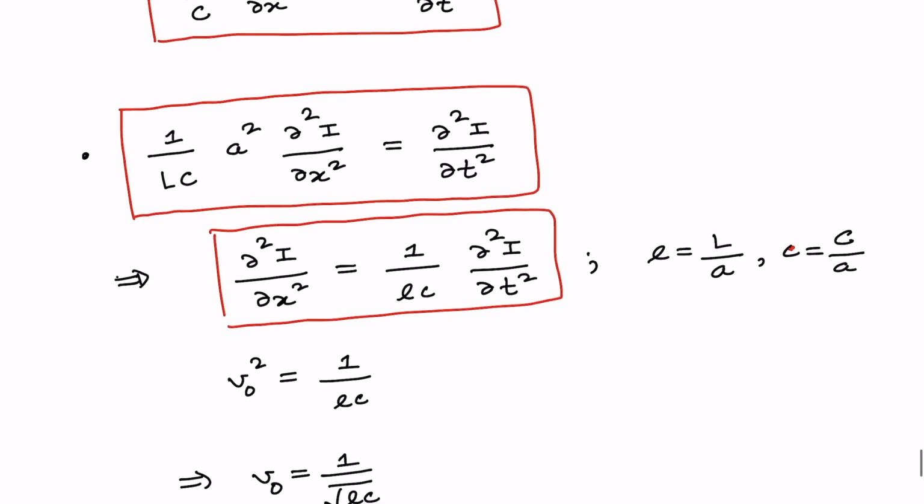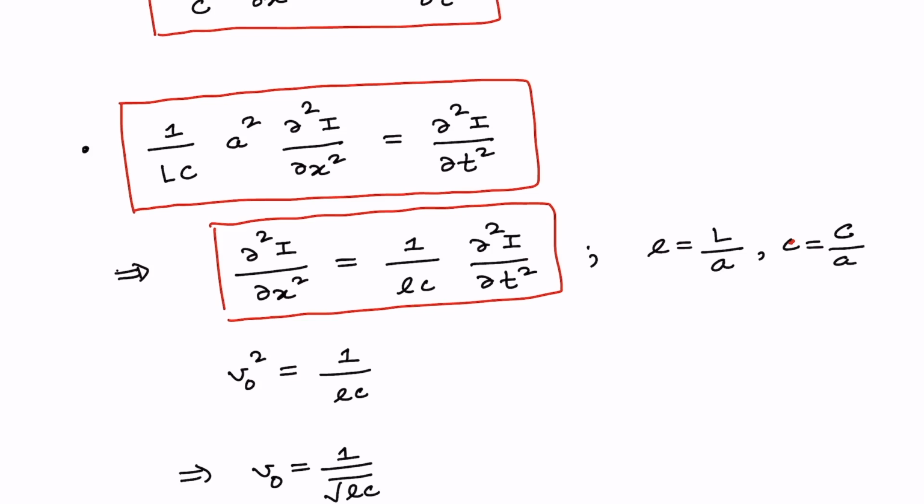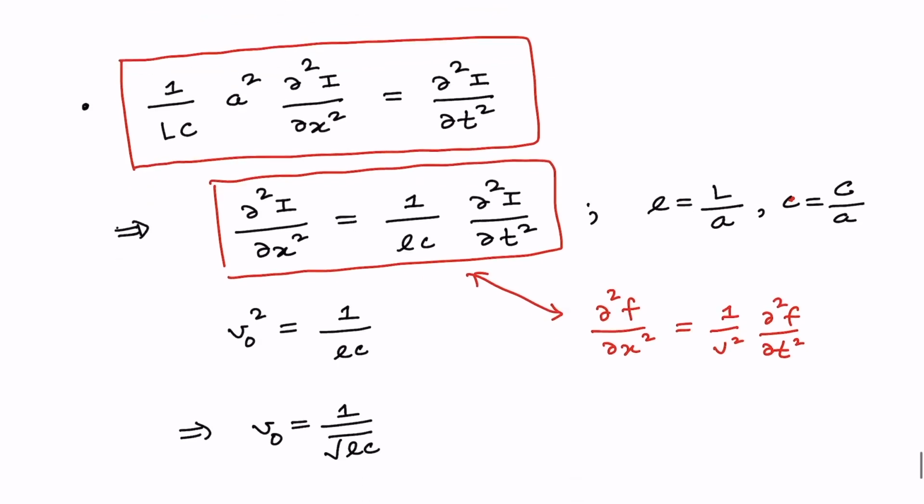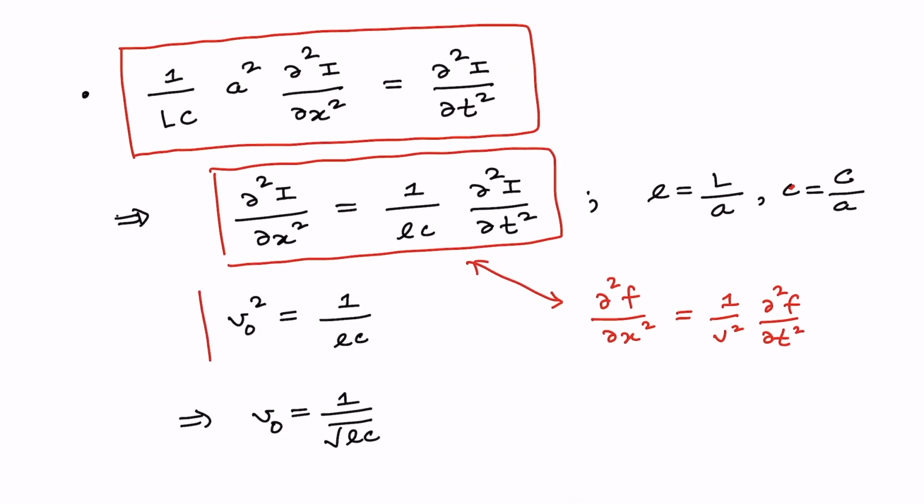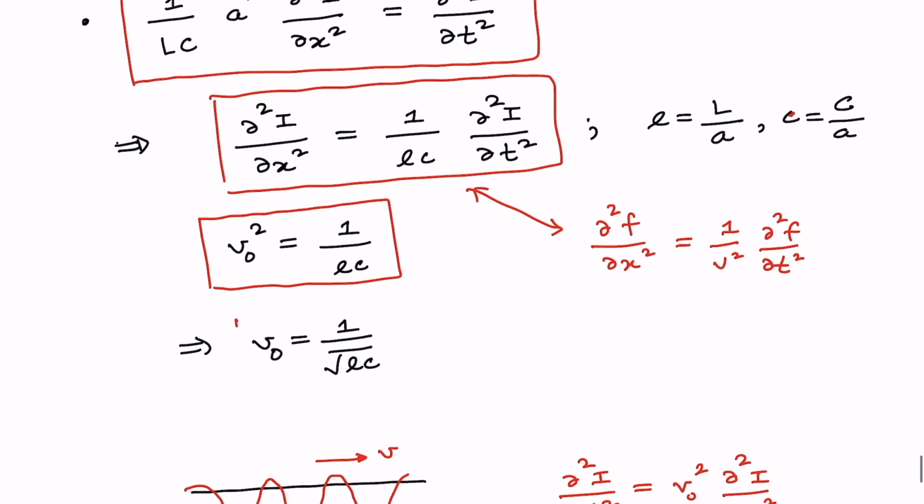And this you can see if we compare with the classical wave equation. The classical wave equation goes like this. If you remember, del squared f del x squared is equal to 1 by v squared del squared f del t squared. If you compare this equation with this classical wave equation, you can immediately make out that the velocity squared is equal to 1 by lc, and therefore velocity is simply 1 by square root of lc.